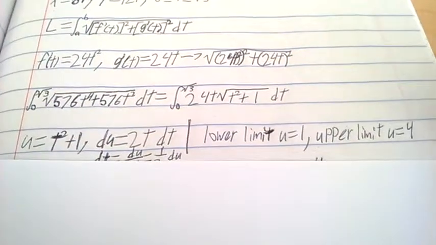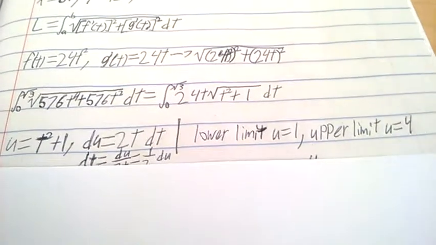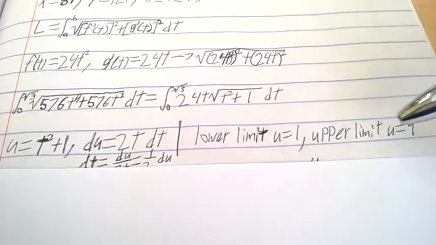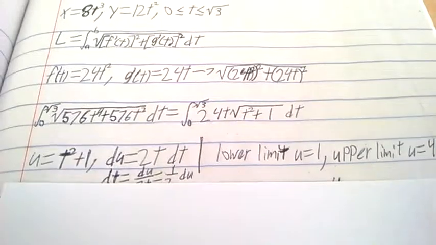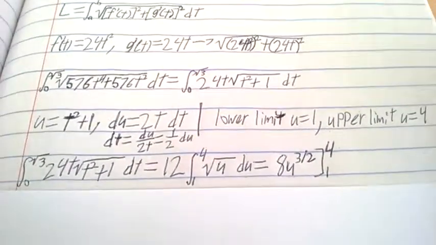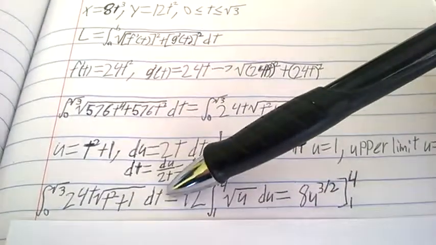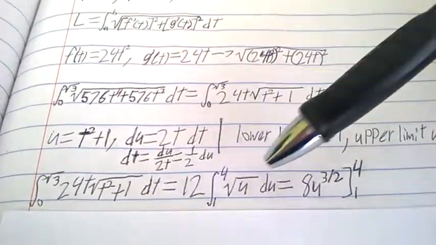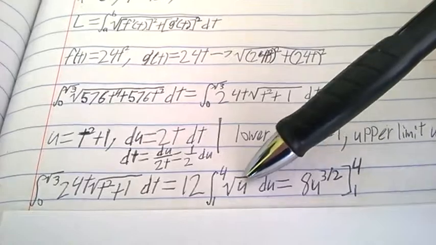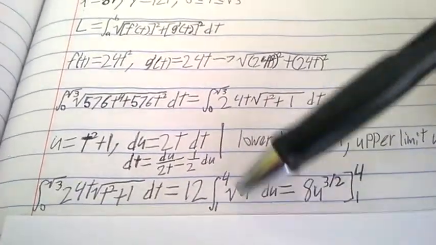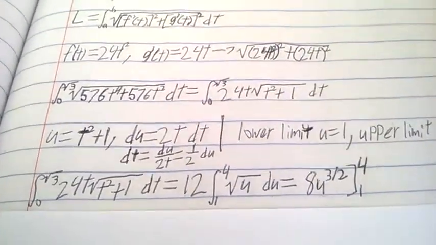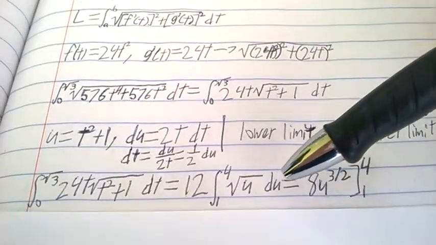So after doing the substitutions, we can find the lower limit is u is 1. Our upper limit is u equal to 4. So here's what we've got so far. That's the integral we're doing, which can be further simplified to 12 times the integral from 1 to 4, square root of u du.